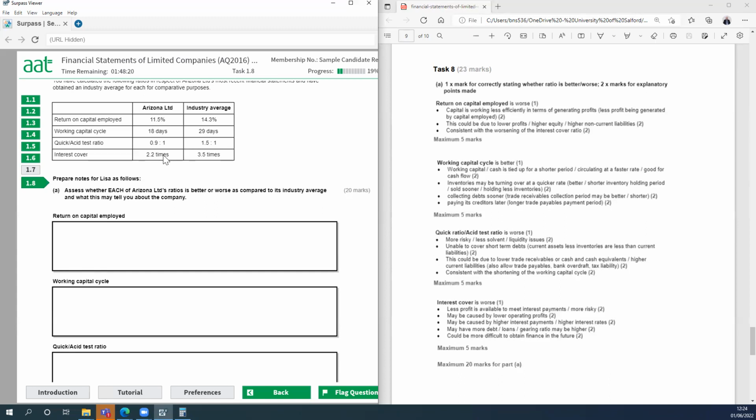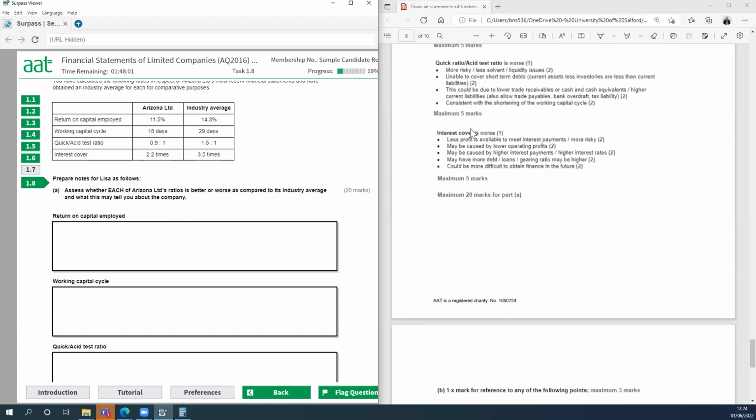Okay, so why is that? Again, it's either the profit, which falls in line with the return on capital employed part. So maybe your profits aren't as high as the industry average. Or you might have taken out more borrowings, which therefore has an impact on your finance costs. And you can see here, less profitable to meet the interest payments, so more risky again. May be caused by lower operating profits, as you said before, which falls in line with the top one. Maybe higher interest payments, so the finance costs on the bottom. So may have more debts, loans.